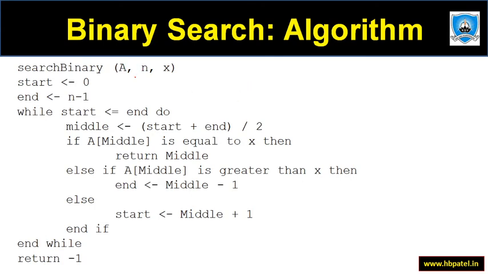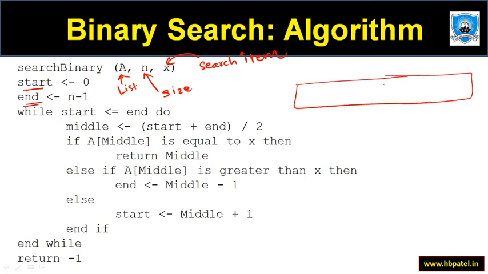So this is the algorithm. We are passing 3 things: the list, then the size, and what you are looking for, the search item. So we are going to pass 3 things. Now start is equal to 0, end is equal to size minus 1. So something like this. This is your list.